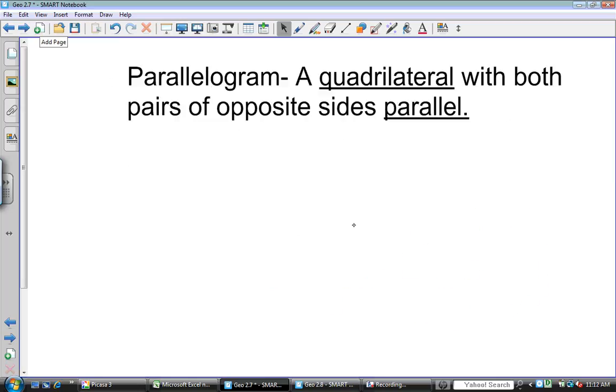A parallelogram is a quadrilateral with both pairs of opposite sides parallel. So we have something like this. These two sides are parallel, and these two sides are parallel. Notice that we need to mark it with two arrows because these are not going to be parallel with these. So we need to distinguish between them.